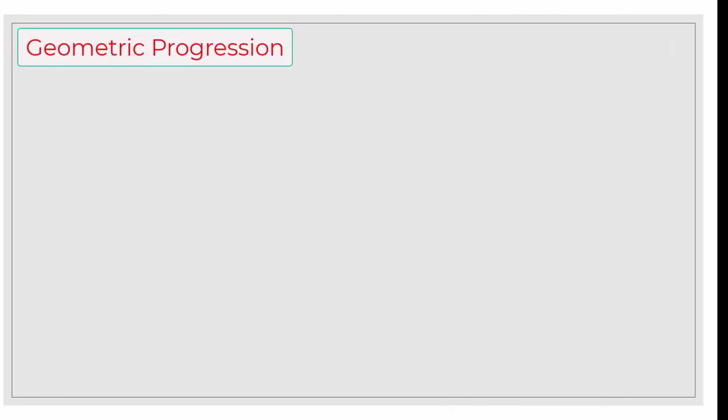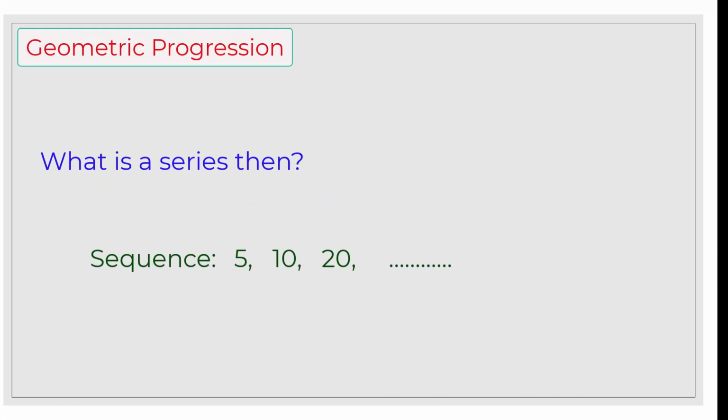Now we know what is a sequence. What is a series then? Let us consider a sequence. If we connect the terms of the sequence using addition or subtraction symbols, we get a series. So in brief, a sequence is an arrangement of numbers in a specific order, while a series is a sequence with its elements written as their sum.